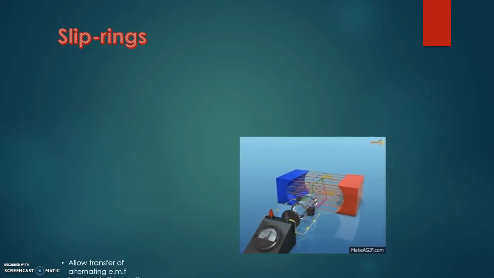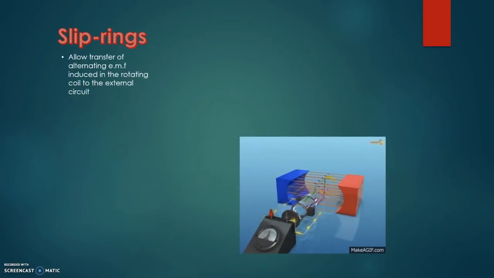Now, let's talk about the functions of both the slip rings and the carbon brush. The purpose of slip rings is to allow the transfer of alternating EMF induced in the rotating coil to the external circuit.